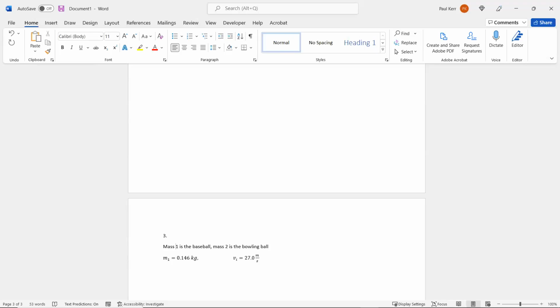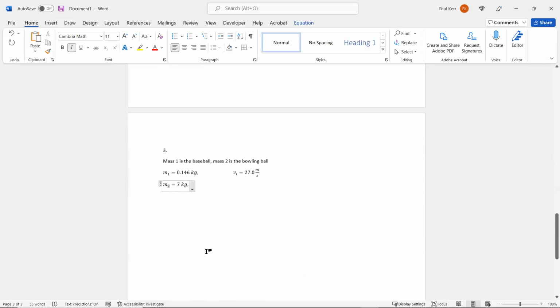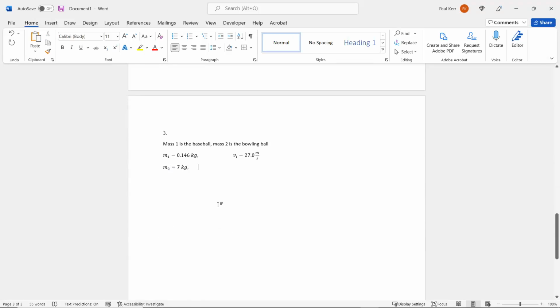And so we have a mass 2, of course, that's given. You saw that, I'm sure. And that's whatever it is, 7 kilograms. Makes sense that it's much heavier. And rolled down an alley. Great. So these things are left at, they go at the same time. So that may not matter.